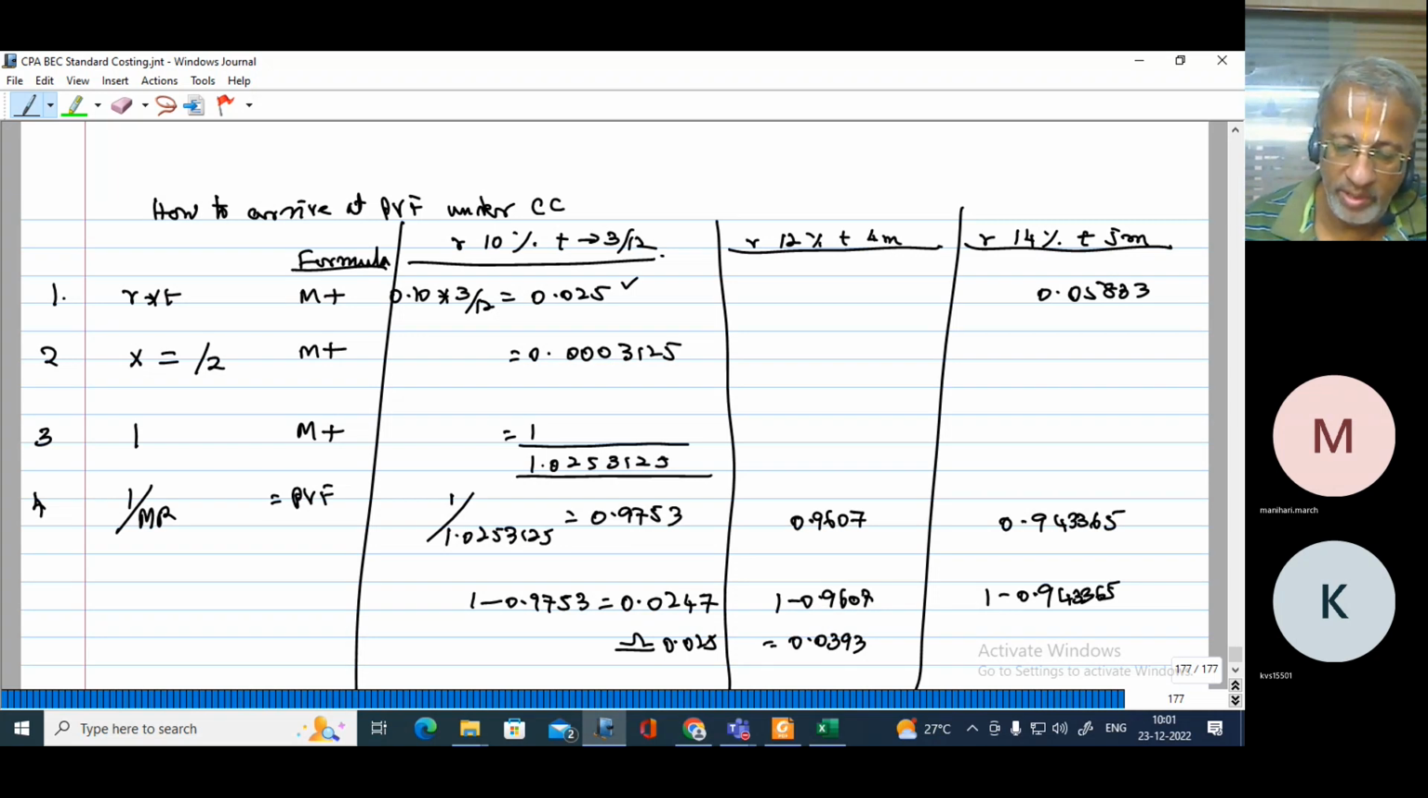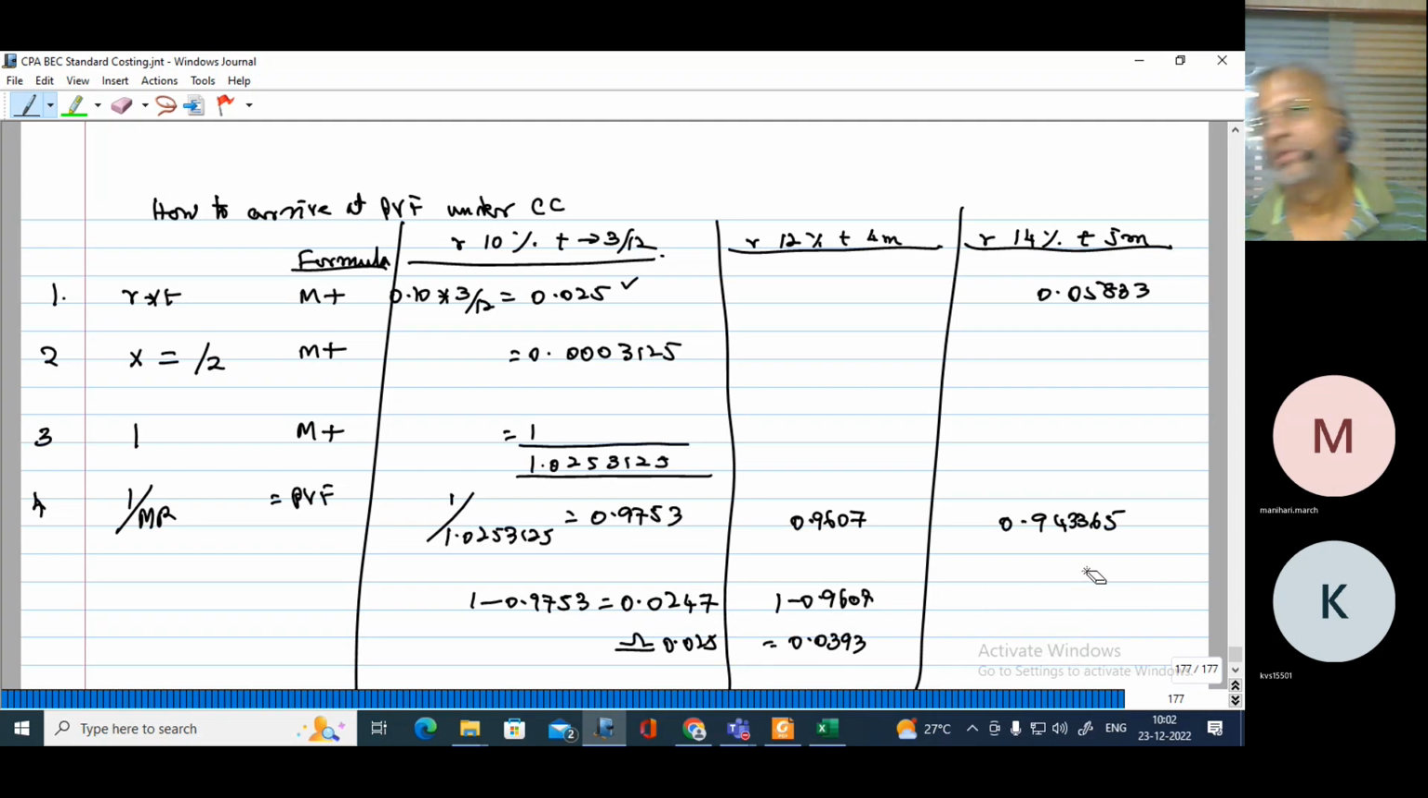0.14 into 5 divided by 12. Correct. Memory, into equal to, divided by 2. Memory plus, 1 also memory plus, 1 divided by that should give you the correct answer. 0.0566. See, approximately, it is not exact.